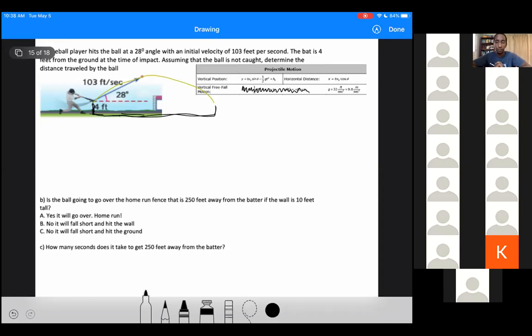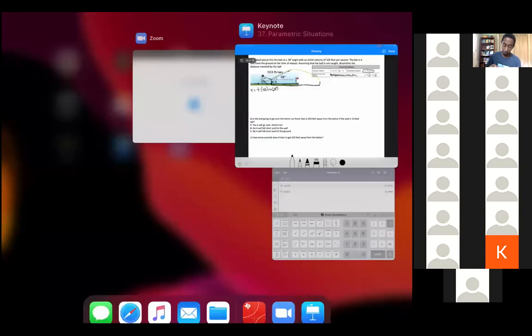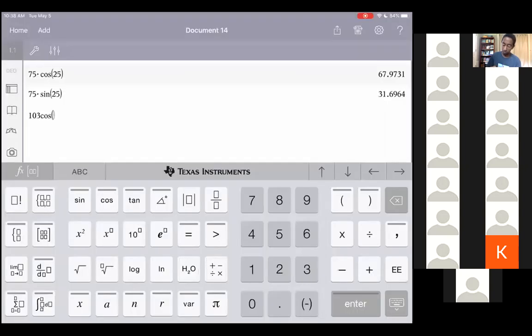Horizontal distance equation. Yeah, horizontal distance, because we're not trying to find out how high it is right now. We're just trying to find how far it traveled. So we're going to use this equation here. So x equals t, we don't know time. Initial velocity, V0, initial velocity is 103 times cosine of theta, which is 28. And we're going to put 103 cosine of 28, which is 90.94.